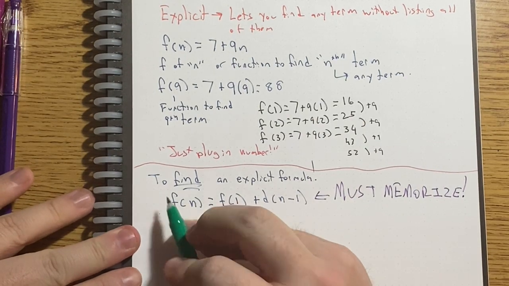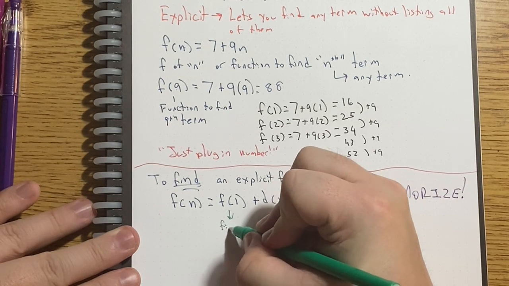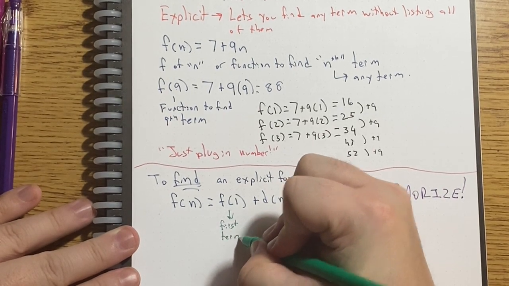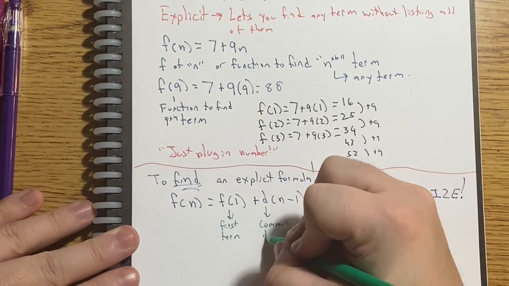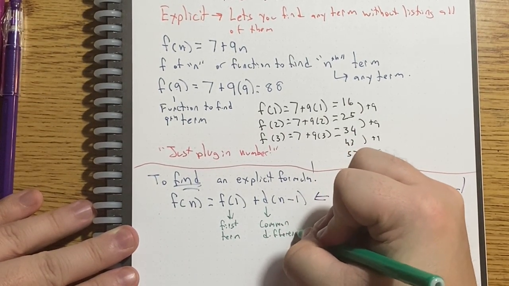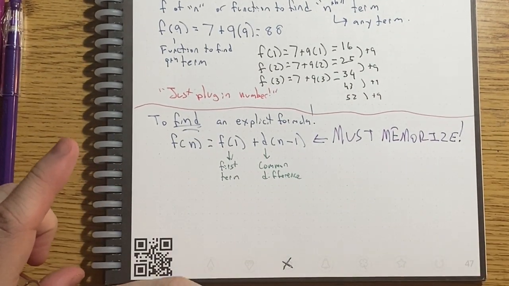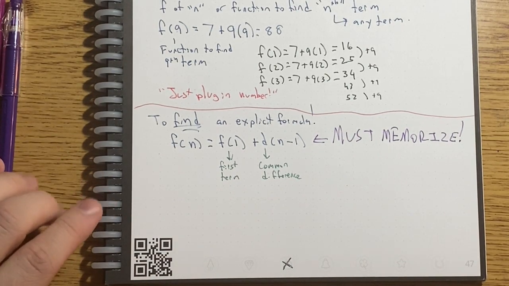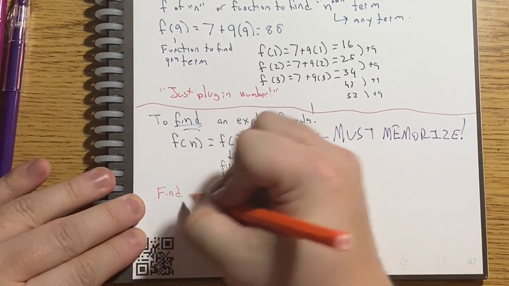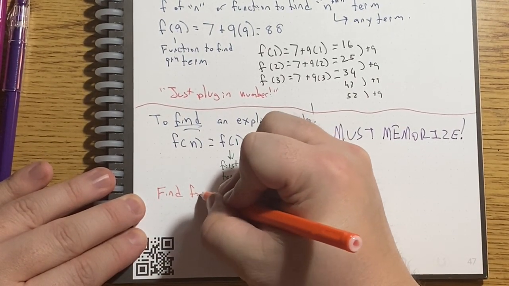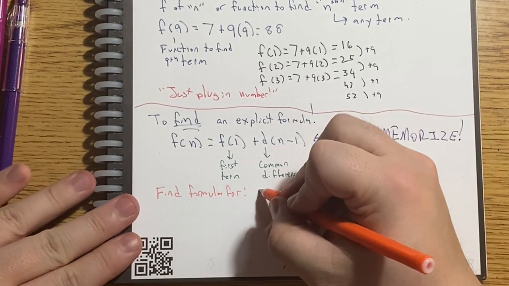So remember, f of n is the function to find a term. F of 1 is the first term. D is what's called the common difference. N minus 1 is always there. You always put n minus 1 there. So, for example, if I asked you, find the formula for this, 2.